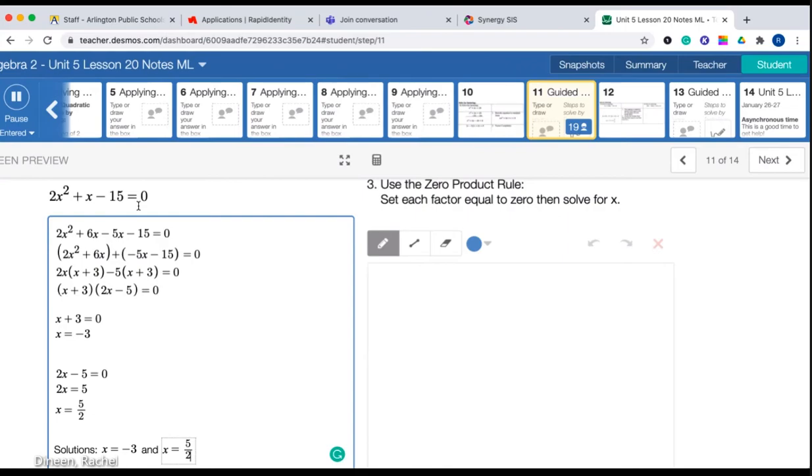Questions on this example? Notice how important it is to be able to factor.